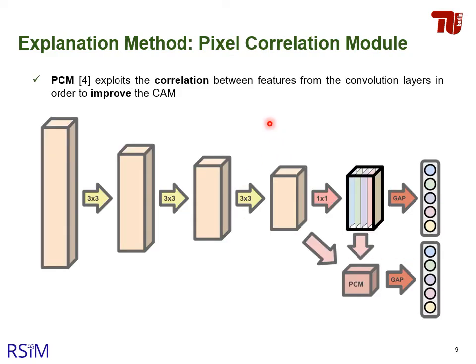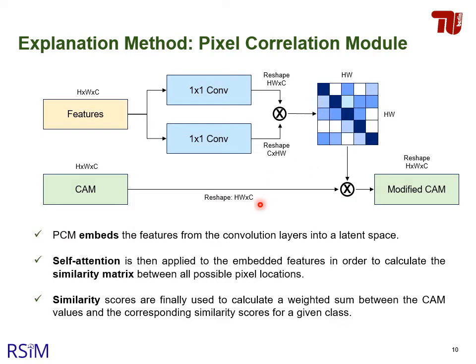Moving on to PCM, this method builds upon the original CAM, so we still calculate the CAM as described earlier with the 1x1 convolution layer, but now we aim to further improve the CAM by exploiting correlation information within these features of the model. And so here's a diagram showing the self-attention technique used within the PCM module.